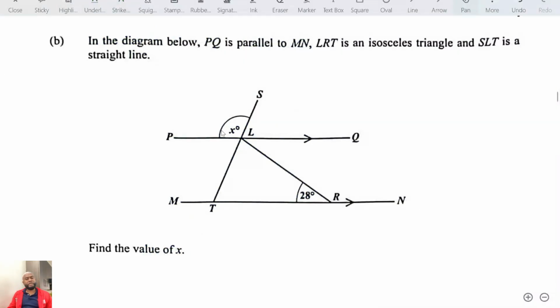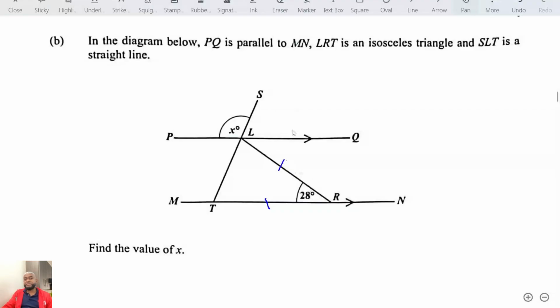I'm going to read the instructions. In the diagram below, PQ is parallel to MT. LRT is an isosceles triangle. If it's an isosceles triangle, L to R to T, it means that this side and this side are equal. Everybody good there? These two sides are equal, right? And SLT is a straight line.